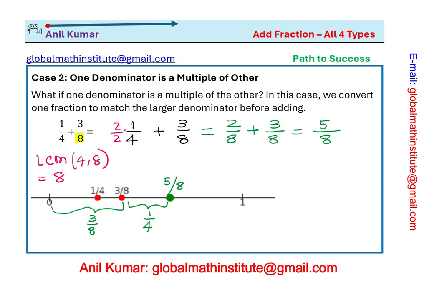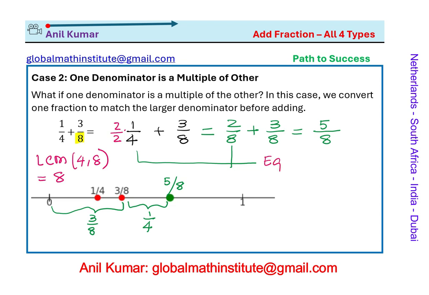We're just keeping it simple now, adding two proper fractions. If one of the denominators is a multiple of the other, then just keep the higher number in the denominator and find equivalent fractions. So 2 over 8 and 4 over 8 are what? These are equivalent fractions. Perfect. Once you get equivalent fractions, you can add very easily.